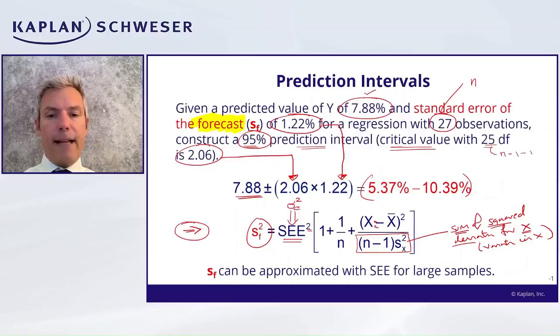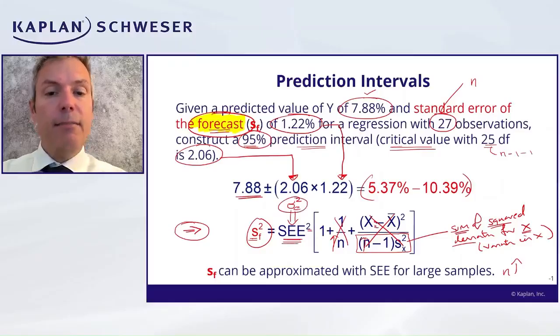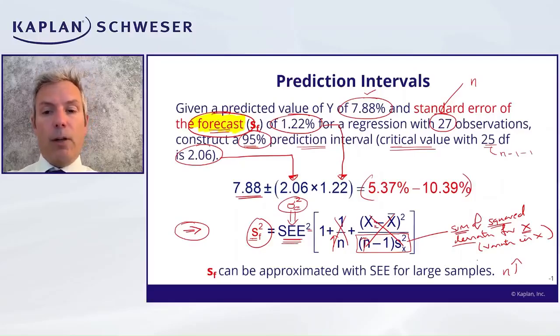And also be aware if n is large, then n goes to infinity. This becomes very big and the whole 1 over n dissipates. And this becomes very big and that dissipates. In other words, the standard error of the forecast, capturing all sources of variance, is actually similar to the standard error of the estimate, which is the variance of the error term, okay, for large samples.